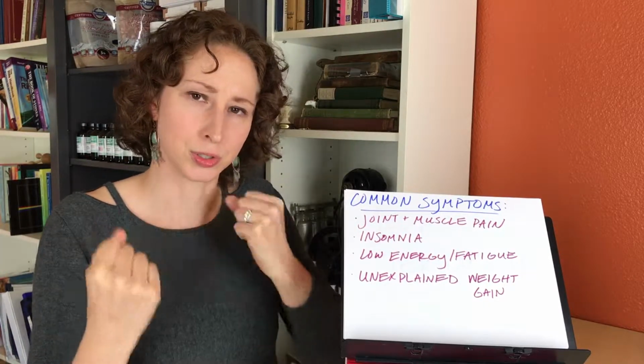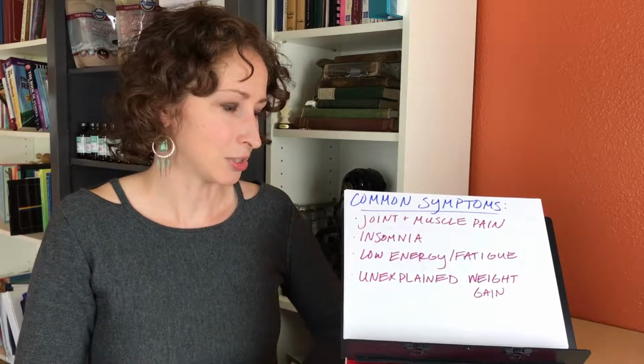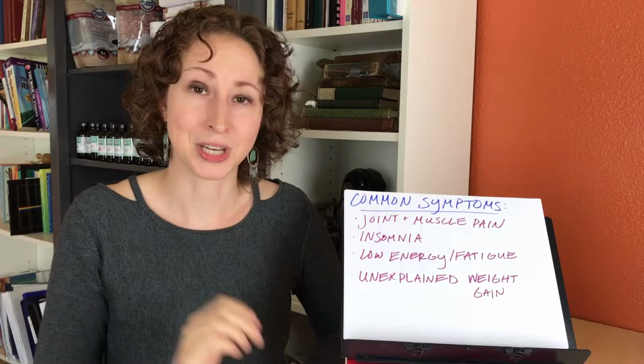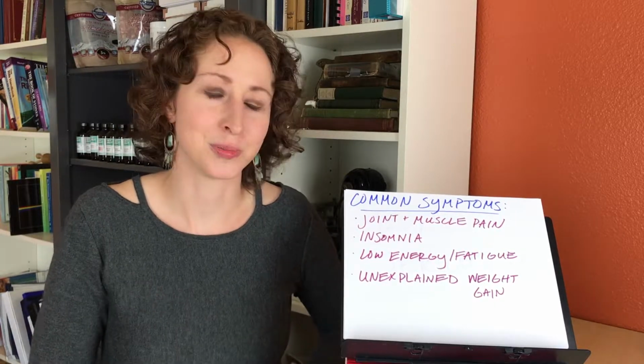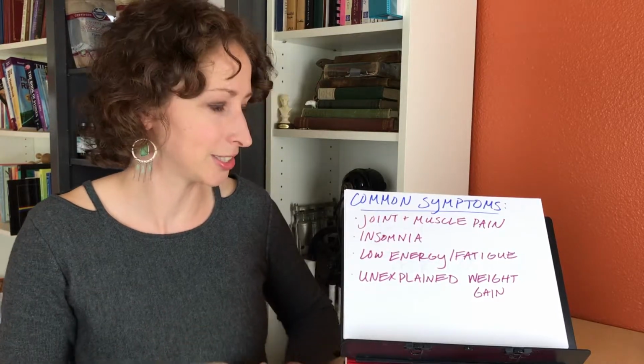Oftentimes it's symmetrical, so it'll be both wrists or both ankles or both knees, that type of thing that comes up. Insomnia can happen from these food allergies, most often from their effect on the nervous system. Sorry, food sensitivities or intolerances.